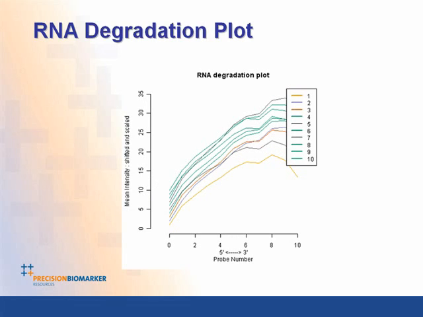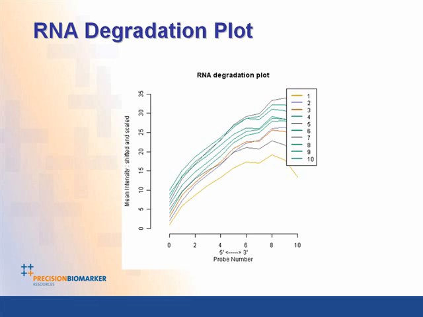In addition to looking at the housekeeping genes, GAPDH and beta-actin for RNA quality, one can also look at overall RNA degradation plots. In many of these chips, there's approximately 11 probes per gene. And while an individual gene may have different intensities across these chips, there is a tendency, just like with the beta-actin and the GAPDH, to have higher expression at the 3' end than at the 5' end.